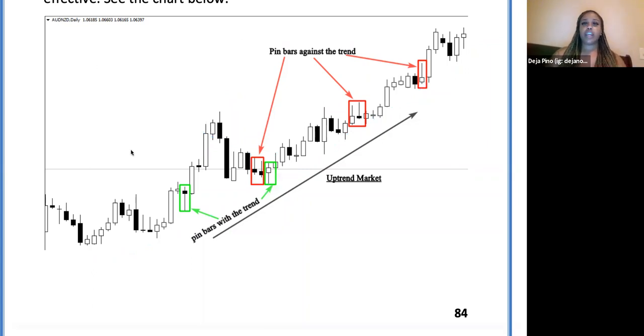So that was really good. It shows you pin bars with the trend, which are the hammers, right? The ones in the green boxes, those are the hammers. They're showing you those are pin bars with the trend, and they're even closer to the trend line. But then it shows you pin bars against the trend that are in the red boxes. What candlestick is that in the red boxes, guys? Let me know what candlesticks those are.